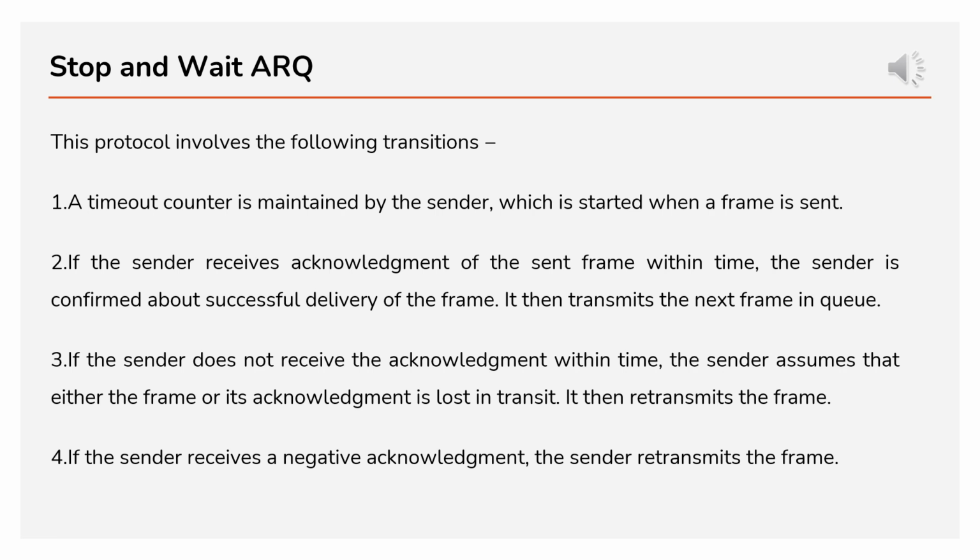Stop and wait ARQ. In this stop and wait ARQ, first the sender sends a frame to the receiver. The receiver receives the frame and sends an acknowledgement to the sender. When the sender is confirmed about successful delivery of the frame, then it transmits the next frame. If the sender doesn't receive the acknowledgement within the given time, it assumes either the frame or the acknowledgement is lost. Then it retransmits the frame. If the sender receives a negative acknowledgement, then it also retransmits the frame.